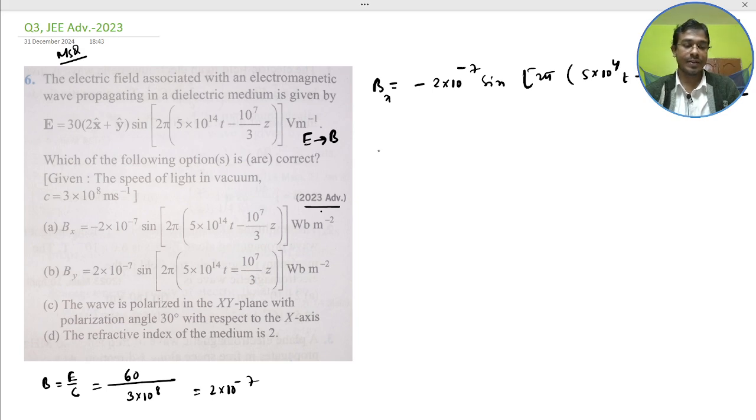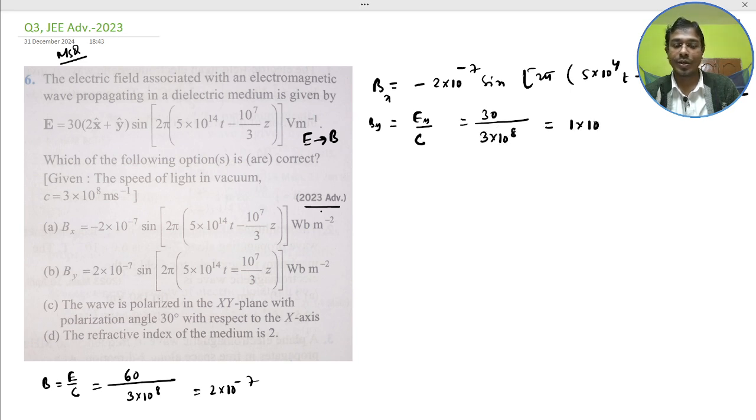Next one, B is equal to E by C also. So it would become 30 by 3 into 10 to the power 8, the speed of light. So it would become 1 into 10 to the power minus 7. And here the polarization angle theta p, we just know tan theta is equal to n by Brewster's law. We just covered this in optics. So theta p would be tan inverse half.